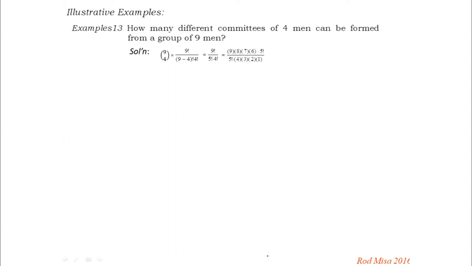But 9 factorial can be expressed as 9 times 8 times 7 times 6 times the product of 5 to 1. But the product of 5 to 1 is the same as 5 factorial. And why is it that I am writing this product as 5 factorial? So that I can cancel this 5 factorial with the denominator of 5 factorial. And the numerator of 8 can be cancelled by the product of 4 and 2 in the denominator. And therefore, we are left with this quotient here, which is 378 divided by 3. And the result is 126 different committees of 4 men can be formed from this group of 9 men.